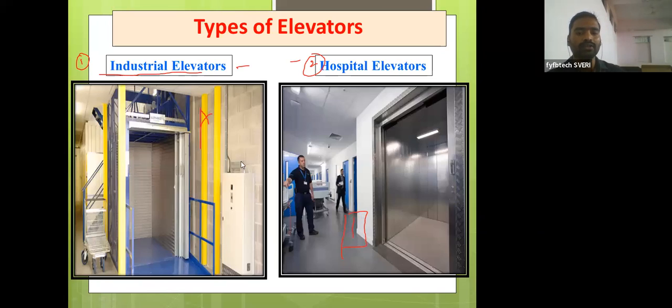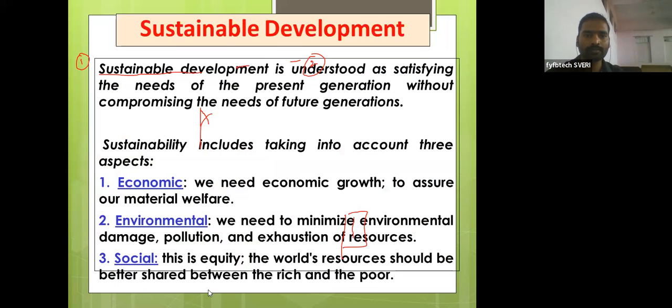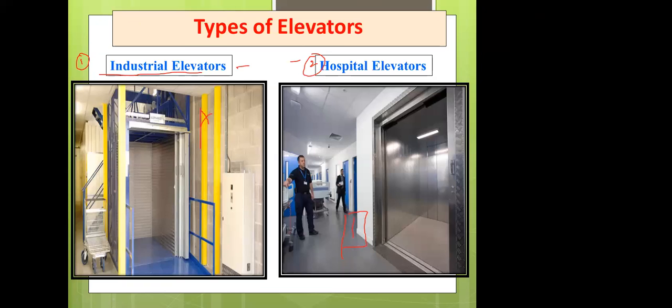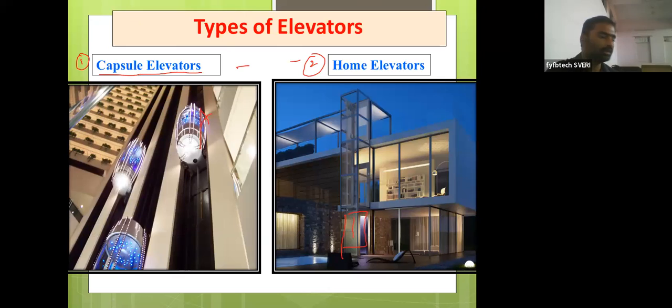Shaft means okay, 1 minute. Shaft is nothing but a particular cage रहता है ना, that is movement करते देखो. लिफ्ट में वो particular, अभी देखो, ये second one capsule and one more कौन सा था? Home elevators. So this particular box, that is called as shaft.